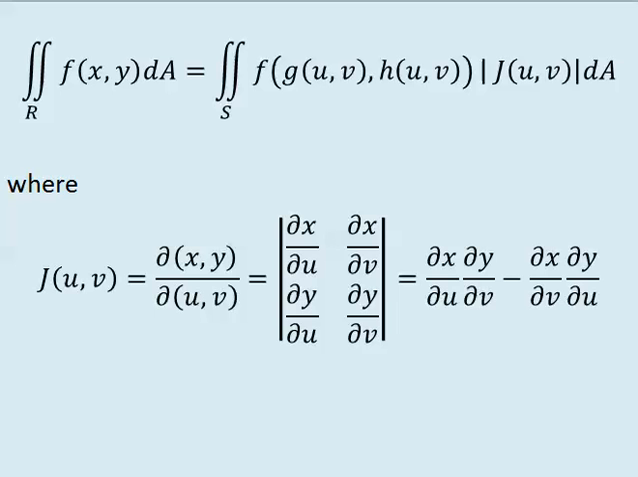Our new integral will look like this. Now I'm introducing a new function called the Jacobian. The Jacobian of u, v is the determinant of a 2 by 2 matrix of partials.